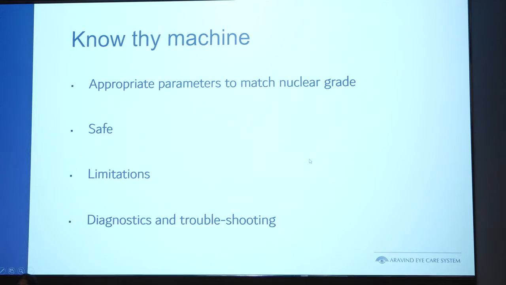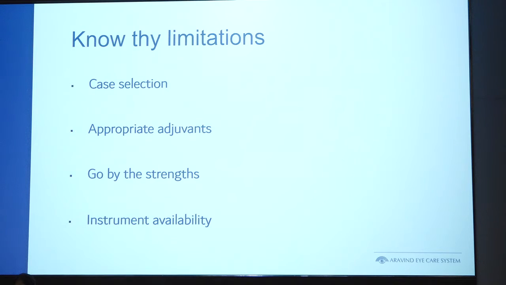The other thing is to know about the machine, whether the machine is capable of having the appropriate parameters to match the nuclear grade, whether it is safe enough to maintain the anterior chamber throughout the surgery with different flow rates and vacuum, what are its limitations, and also a little bit of diagnostics and troubleshooting, like not able to get the vacuum because of an occlusion of the phaco tip, or being very aware about the bottle height as well as the amount of BSS in the bottle.